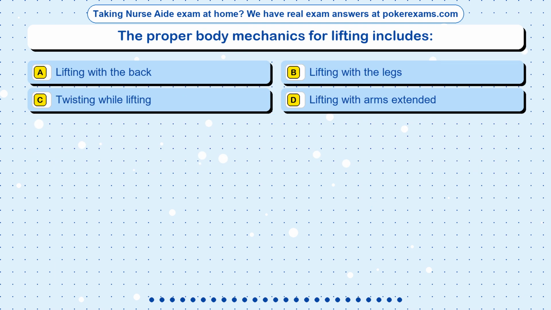Question 6. The proper body mechanics for lifting includes: Option A, lifting with the back. Option B, lifting with the legs. Option C, twisting while lifting. Option D, lifting with arms extended.